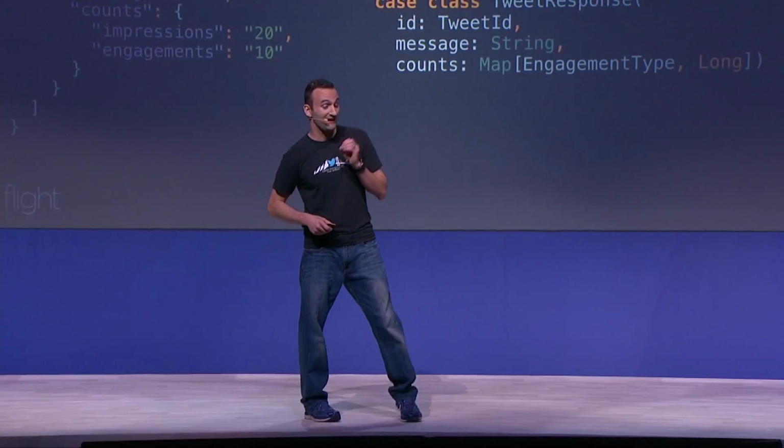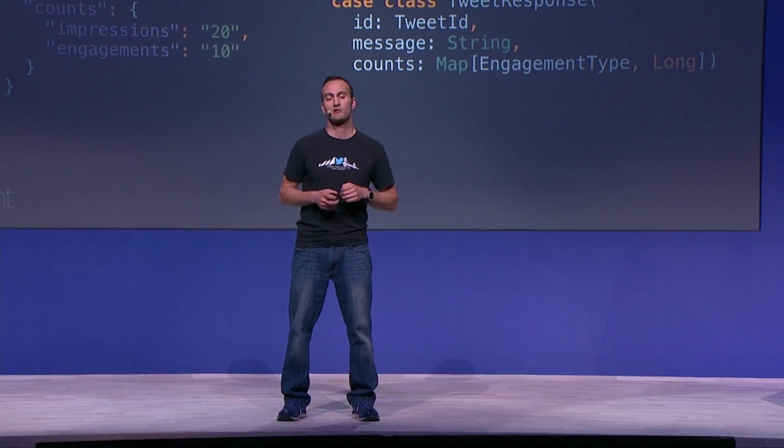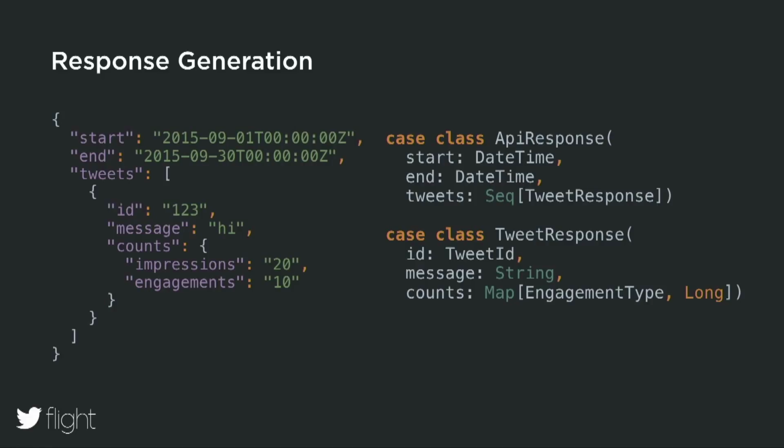Now that we've handled parsing a request, let's generate a response. Same concept as parsing the request. We make a class mimicking the JSON we'd like to generate. So you'll notice we have a start that's a datetime, an end that's a datetime, and tweets is a sequence of tweets.